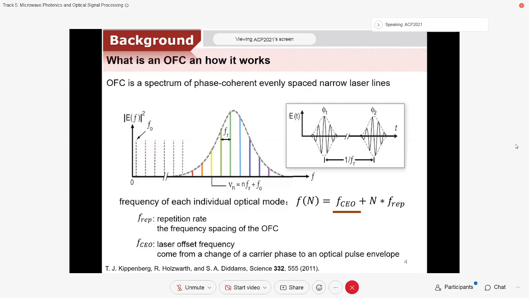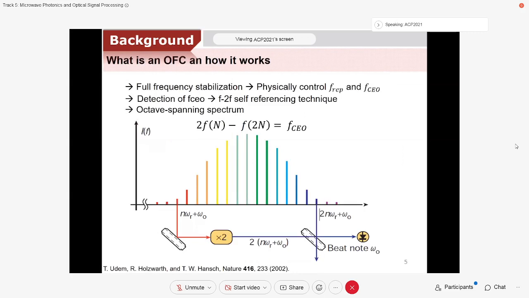Full frequency stabilization of the comb is achieved by physically controlling the repetition rate and the laser offset frequency. The repetition rate can be obtained by direct photo detection of the optical pulses. The offset frequency is detected by the f-to-2f self-referencing technique. This technique requires that the comb covers an octave spanning spectrum.